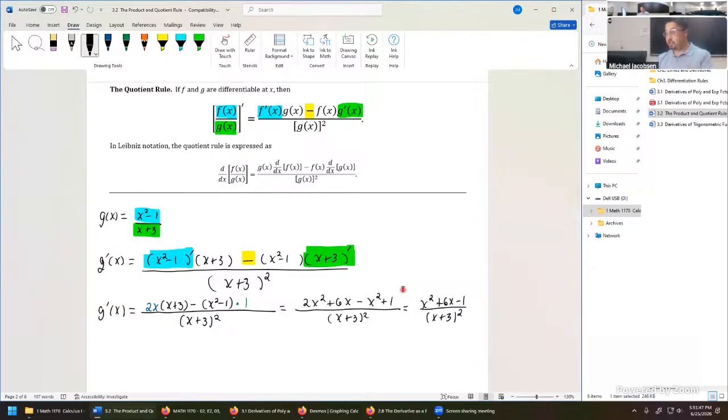Well, that's the introduction, a typical example for the quotient rule. Any questions at the moment with this one?